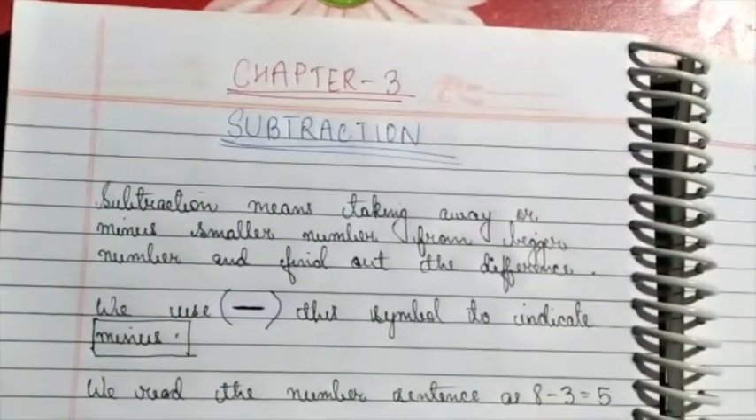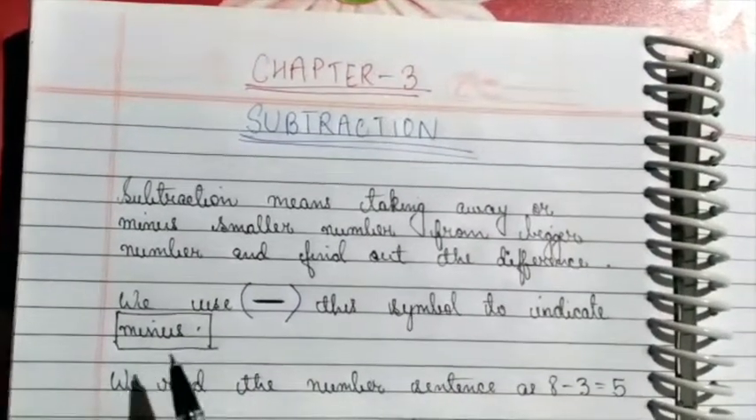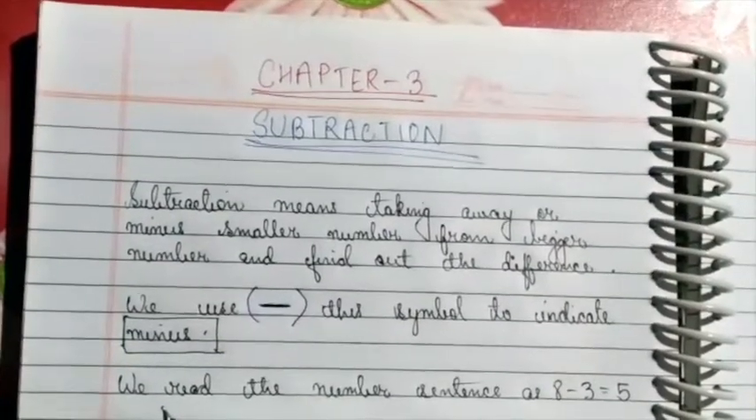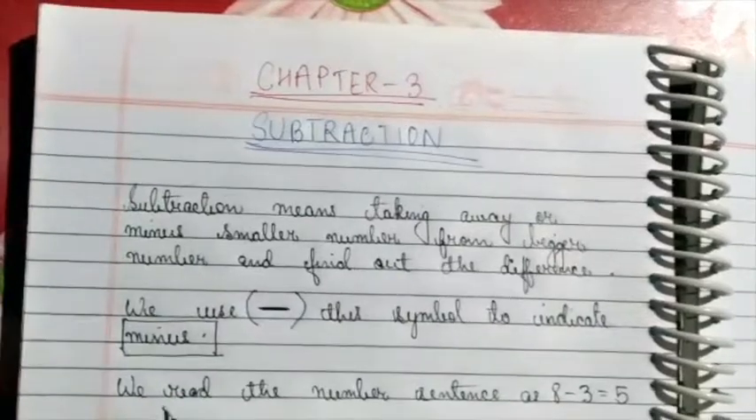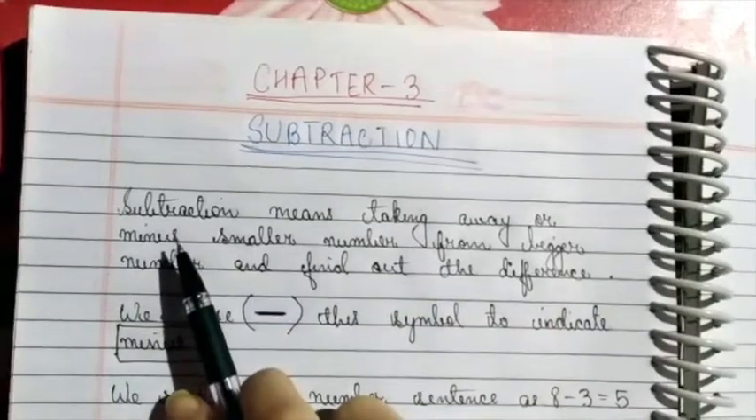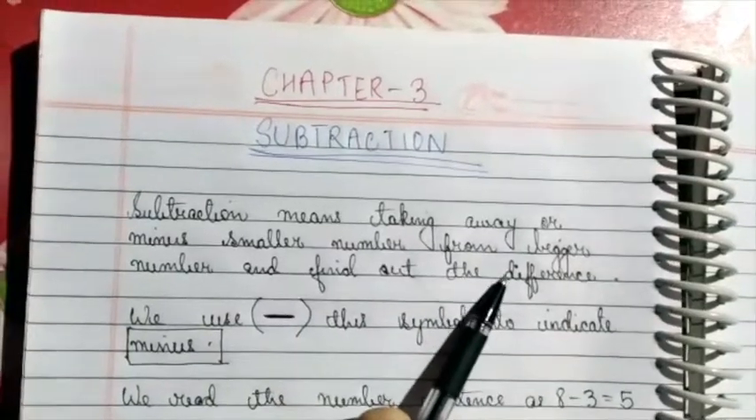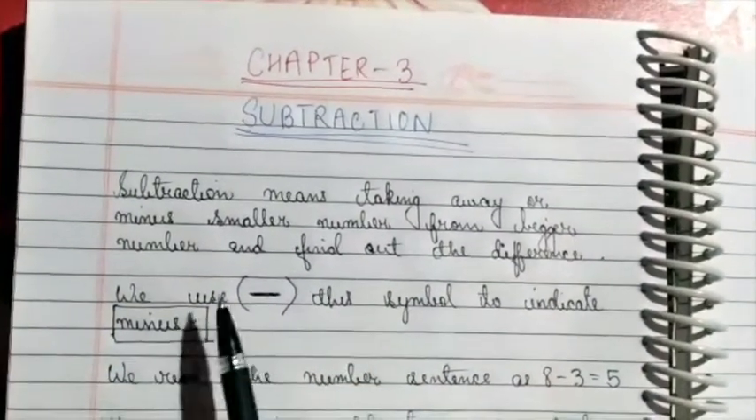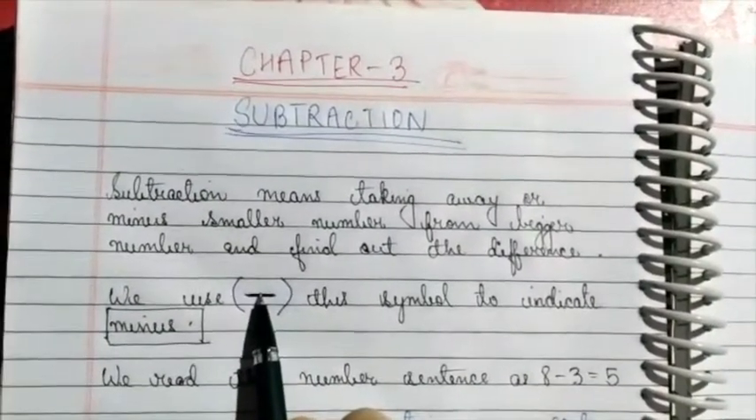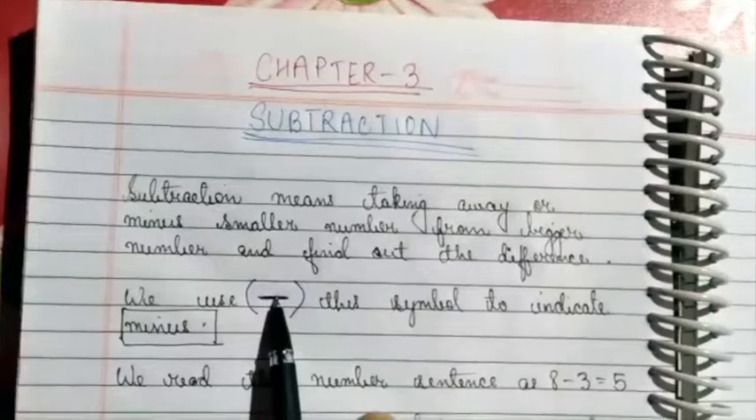What does subtraction mean? Subtraction means taking away, or we minus a smaller number from the bigger number and find out the difference. We use this symbol to indicate minus. This is the symbol of minus, and whenever we do subtraction, we will use this symbol.